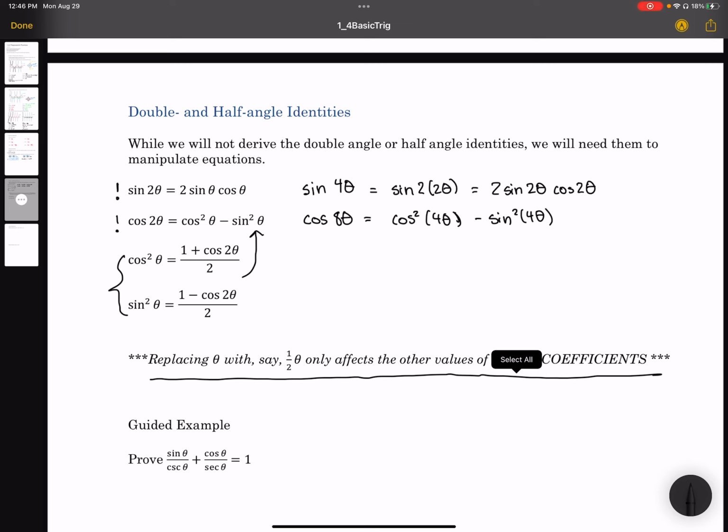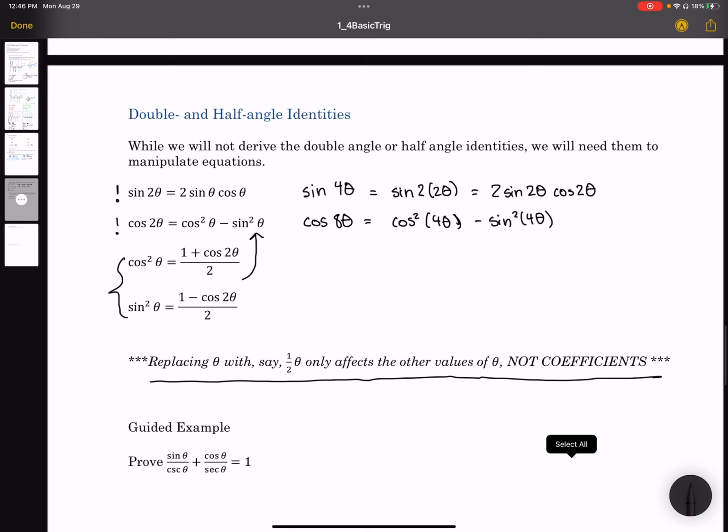So, some of this stuff also applies to tangent, but it has slightly different rules. So important here is when we change the value of theta, we're not changing these coefficients like the 2 here, the 1, the 2, or the 1 and the 2. Only the actual angle is going to change.